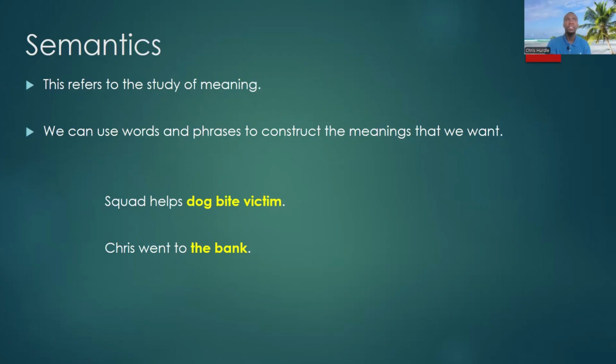So when it comes to semantics, semantics deals with how we create meaning with the words that we use and the way we place words in a sentence, as you see in the first example with squad helps dog bite victim. Dog bite victim, the way those words are arranged results in ambiguity. All right. So yes, that would be semantics.